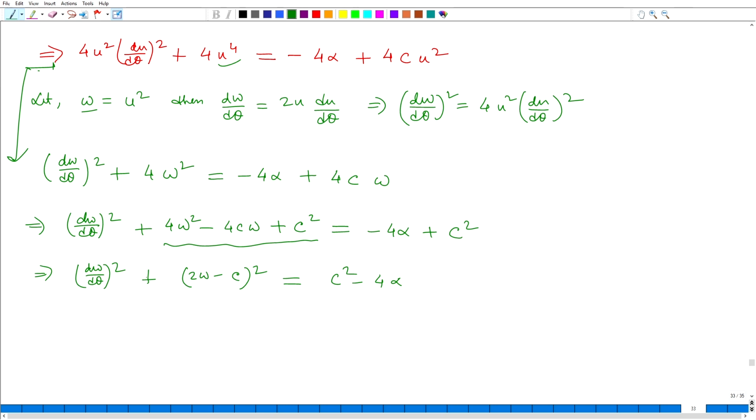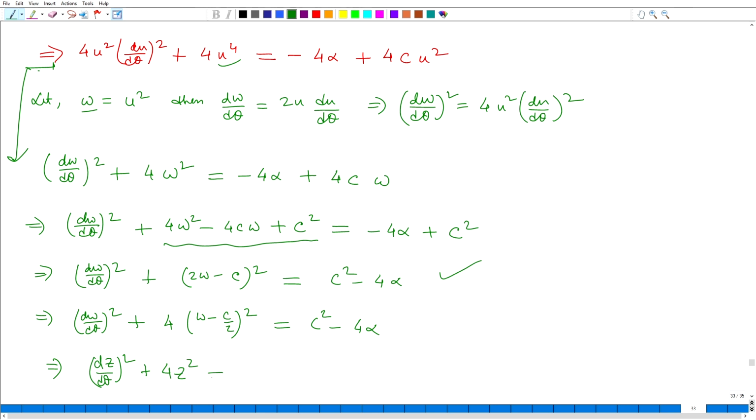Again, you see that we have a very convenient form. Why? Maybe some of you can already see, but some of you cannot. Now, if you simply write this thing as (dW/dθ)² plus, taking 4 common, (ω minus C/2)² is equal to C² minus 4α. Then I write (dz/dθ)² plus 4z² is equal to C² minus 4α, where a new variable is introduced, z is equal to ω minus, or W minus, C/2. You can call this ω or W, whatever you want, it does not matter here.